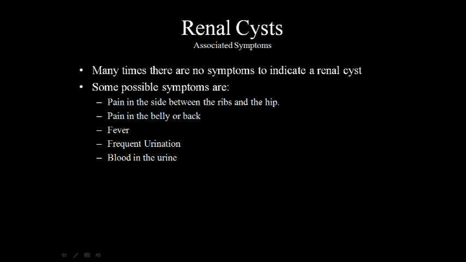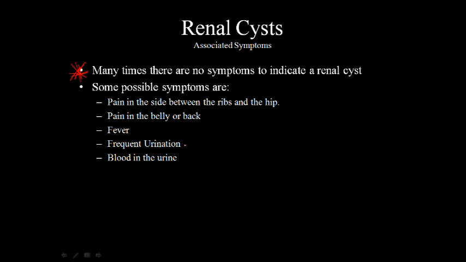The associated symptoms, the good thing about a renal cyst is that many times there is no associated symptoms. The patient never experiences an abnormality or anything. However, some possible symptoms are pain in the side between the ribs and the hip, but that can mirror a lot of things. Pain in the belly or back, fever, frequent urination, or blood in the urine.